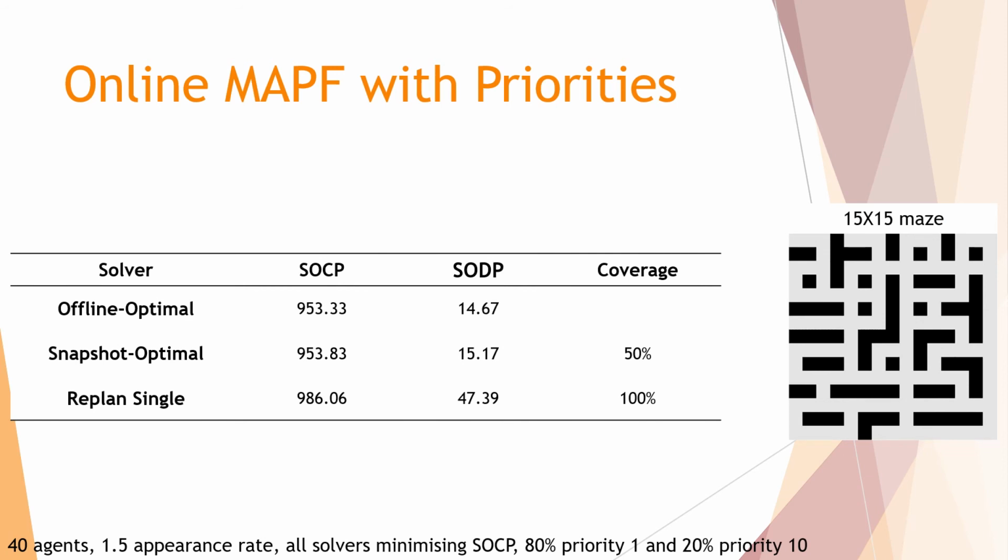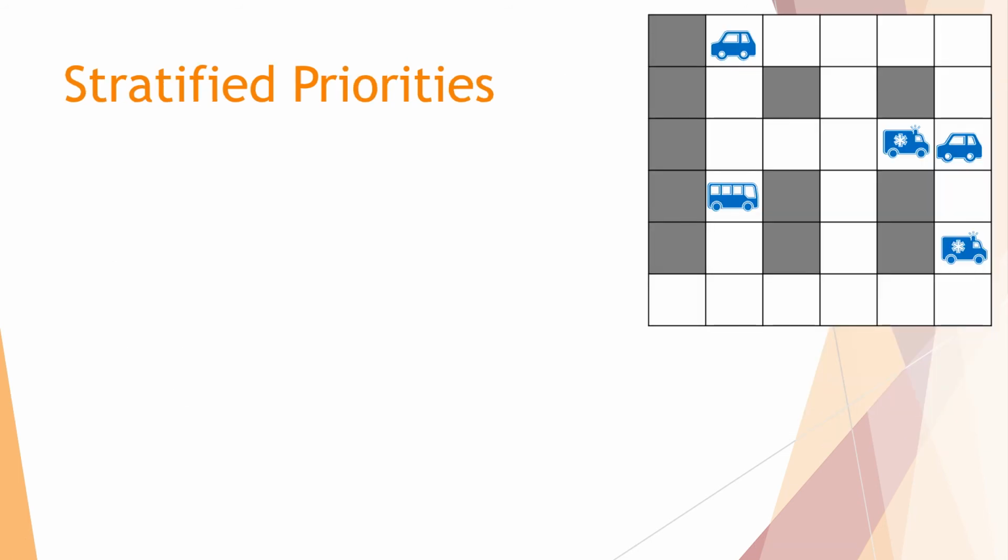We tried to solve this problem with our existing solvers, on instances with a mix of agents with high priority and agents with low priority, and a high appearance rate. We see that there is a large gap between snapshot optimal and replan single in terms of both cost and problem coverage. We suggest another algorithm called stratified priorities.